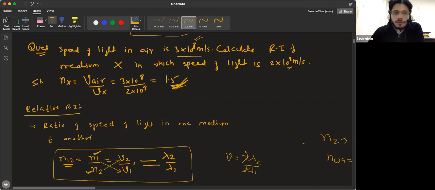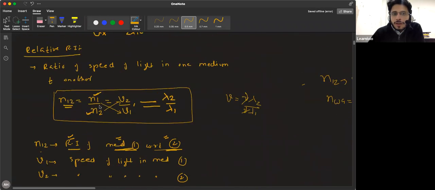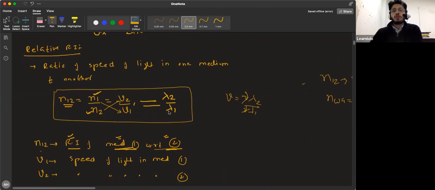So N12 means refractive index of medium 1 with respect to medium 2. I'm repeating again, it's N1 by N2. Now, from absolute refractive index, we saw that refractive index is inversely proportional to speed of light in that medium. So N1 is inversely proportional to V1, N2 is inversely proportional to V2, so N1 by N2 is V2 by V1. And speed and wavelength are directly proportional, so it is also lambda 2 by lambda 1. Where V1 is speed of light in medium 1, V2 is speed of light in medium 2.